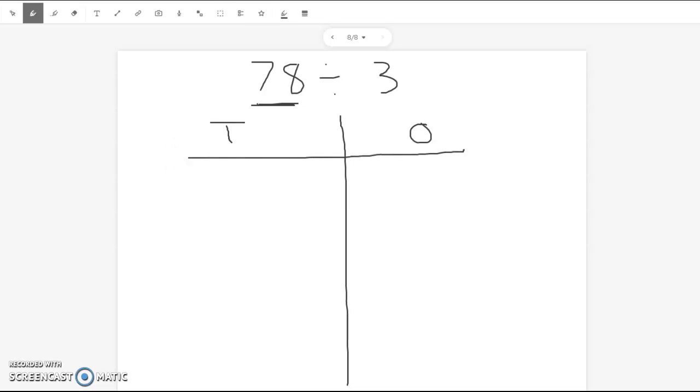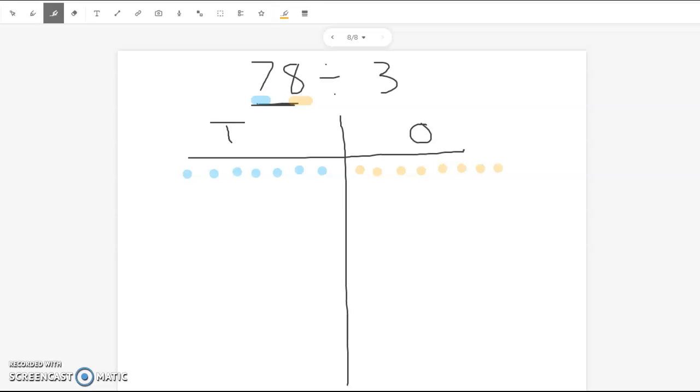I'm going to model my tens and ones using dots in each place. So I'm going to use my highlighter up here. I'm going to choose one color for my tens and one color for my ones. So I'm noticing that I have 7 tens. 1, 2, 3, 4, 5, 6, 7. I'm also noticing that I have 8 ones. 1, 2, 3, 4, 5, 6, 7, 8 ones.